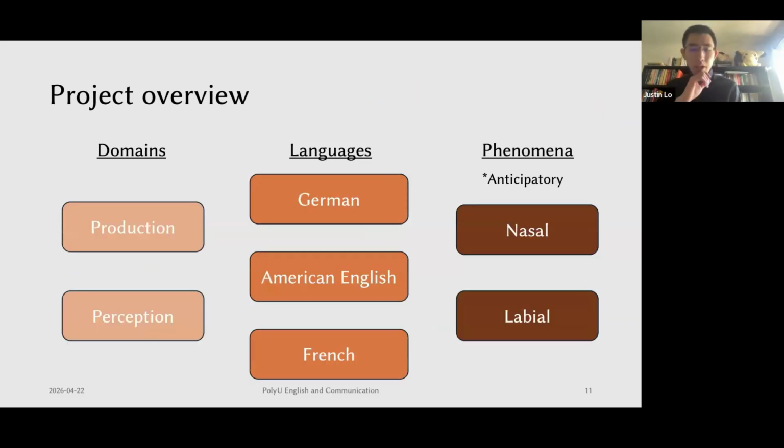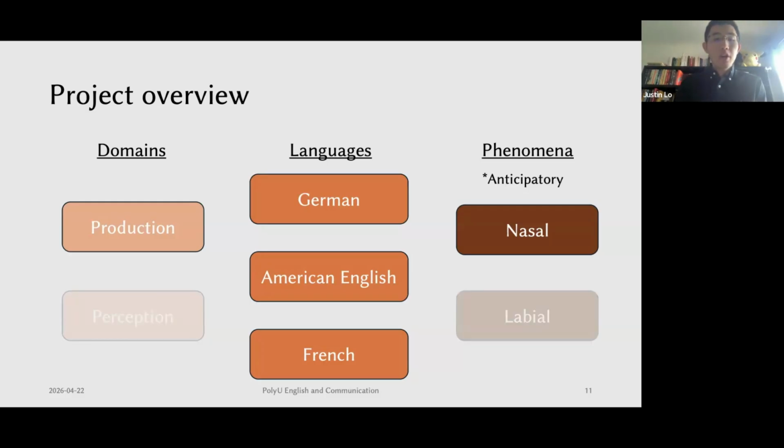So in this project, we were quite deliberately looking into a large number of speakers across different domains and co-articulatory phenomena. We were looking at three different languages, and we looked at both production and perception, and we also looked at both nasal co-articulation and labial co-articulation, being rounding co-articulation. But I'm going to be focusing on just the production today, as well as just talking about nasals.